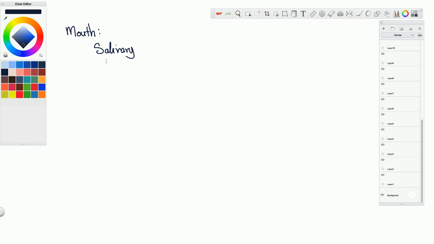Okay, from our saliva, we got the enzyme called salivary amylase. Salivary amylase here. So we start from here. This is the first point. Salivary amylase, the function is to digest starch into maltose.